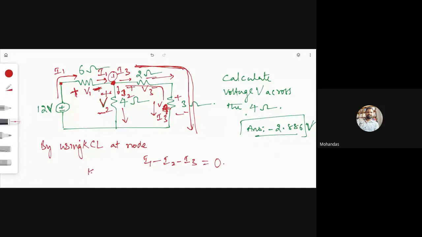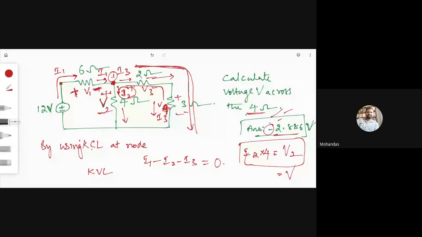So likewise, write the KVL for this loop and write the KVL for this loop. You will get the 3 equations. Solve those 3 equations and you will get the I2 current. So I2 into 4 ohm will give the V value, the voltage across the 4 ohm, which will be equal to minus 2.886. I will tell you later why the minus comes.